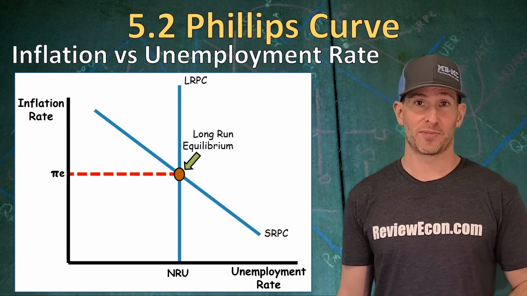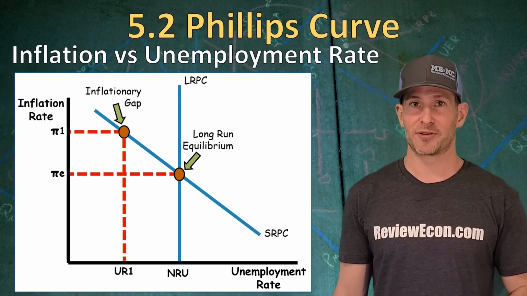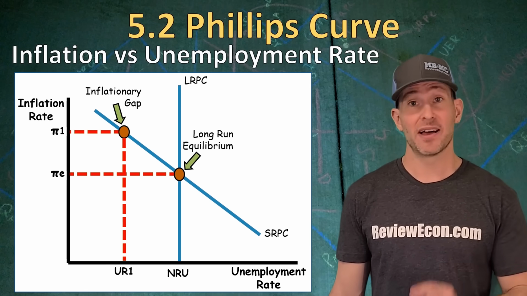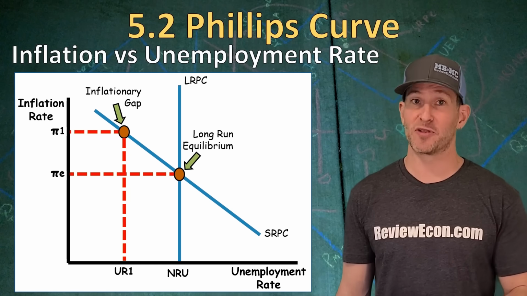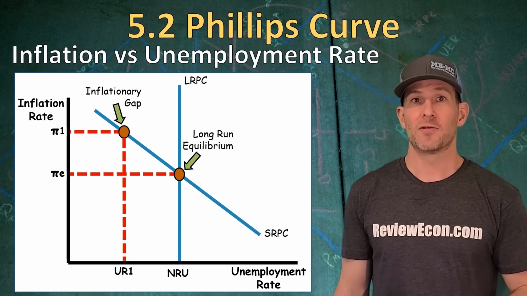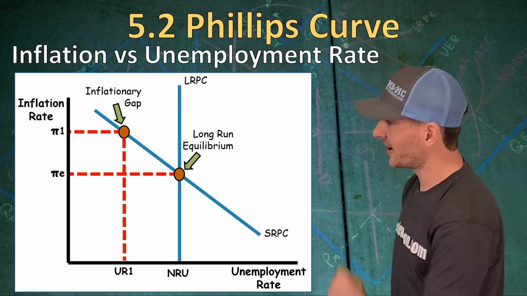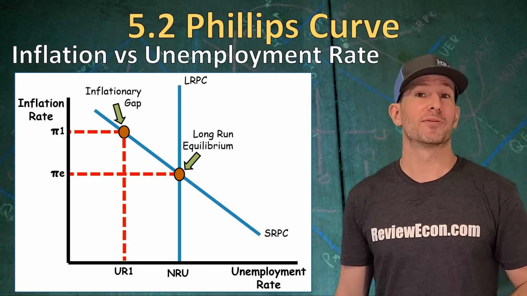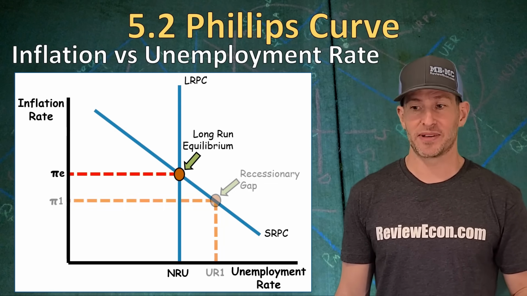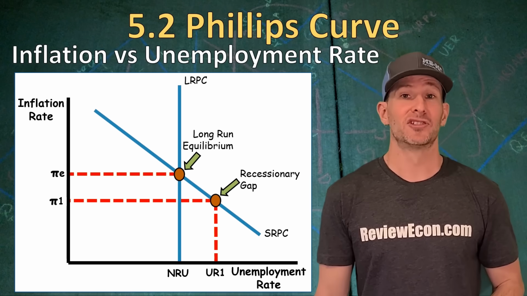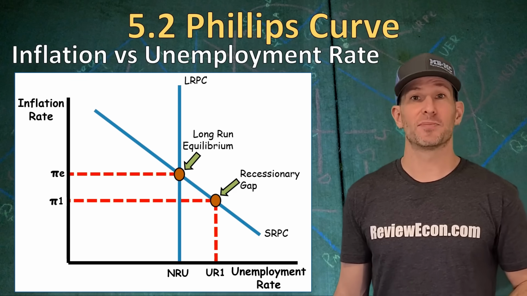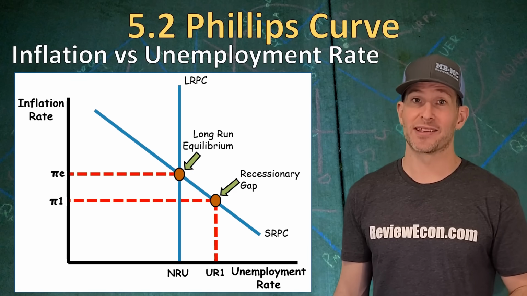When the current unemployment rate is less than the natural rate of unemployment, we have an inflationary gap. The inflation rate is going to be higher than expected, and the unemployment rate will be lower than the natural rate of unemployment. We see that on the upper portion of the short-run Phillips curve. When the unemployment rate is greater than the natural rate of unemployment, we have a recessionary gap. That is found at the lower portion of the short-run Phillips curve. We have a high unemployment rate, and the inflation rate is lower than expected.